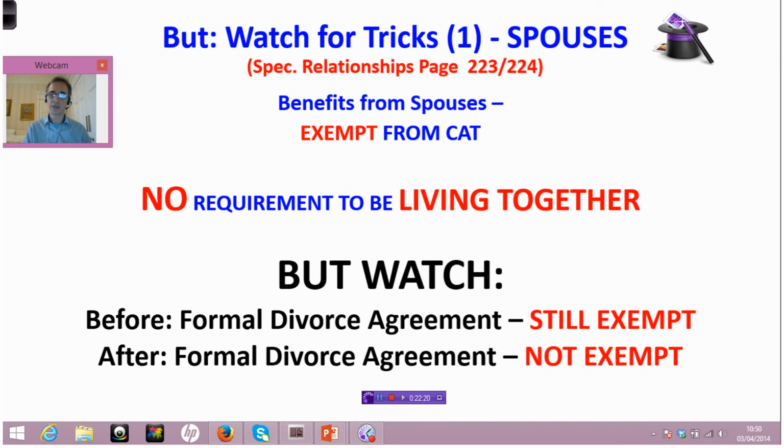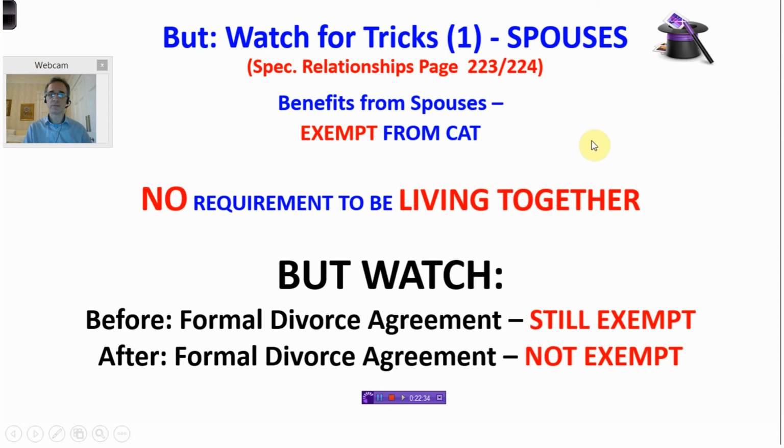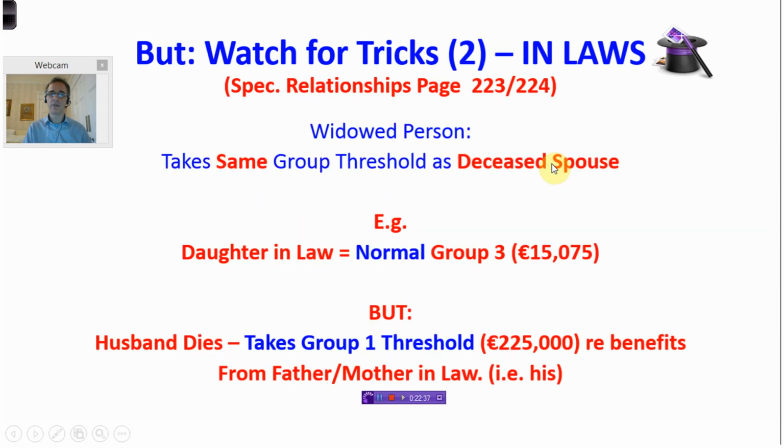So that's something you need to remember, and I also draw your attention to the fact that these are slightly different rules than, for example, for CGT or IT purposes. Okay, the next one in terms of a special relationship relates to a widowed person. Again, page 223, 224 of the BPP text. Well, what we're saying here is fairly straightforward, actually.